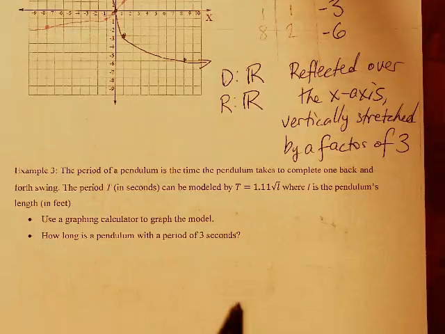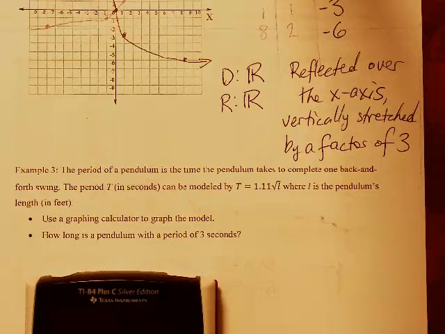Now, example 3. The period of a pendulum is the time the pendulum takes to complete one back and forth swing. The period, t, in seconds can be modeled by t equals 1.11, the square root of L, where L is the pendulum's length in feet. Use a graphing calculator to graph the model. So we're going to get out our graphing calculator.